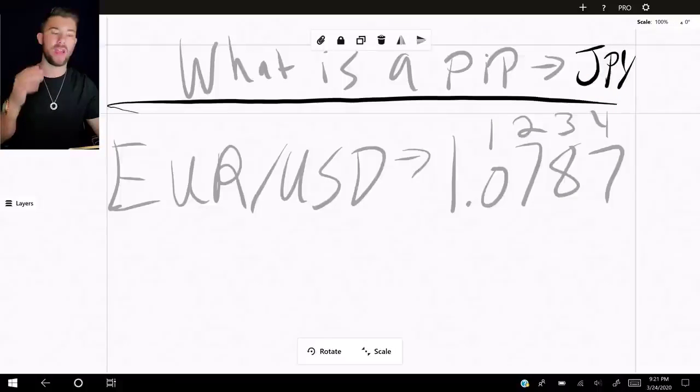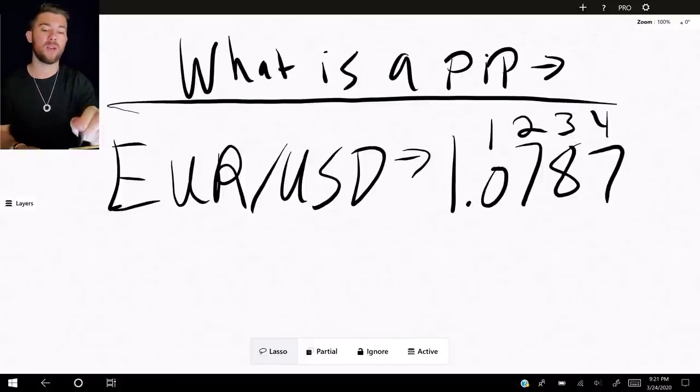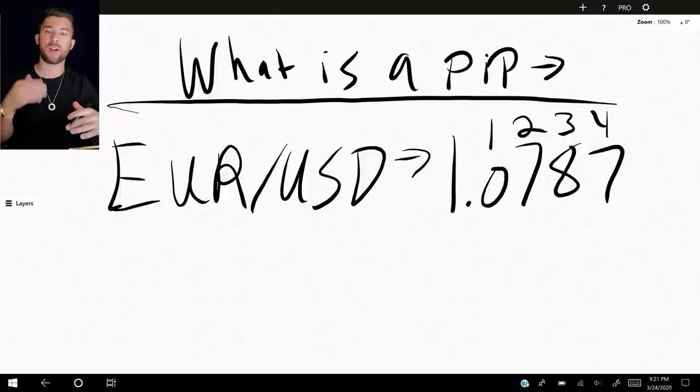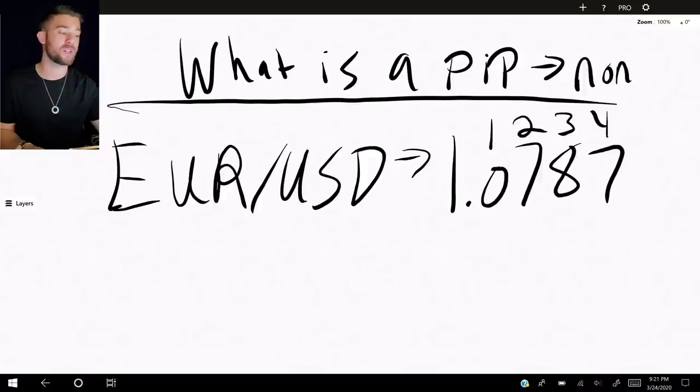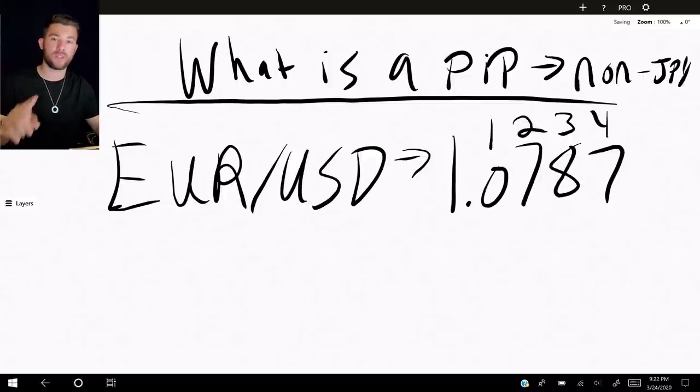This is a pip on every currency pair except yen pairs, which we're going to discuss in just a second. But for every other currency, this is what you're going to use. So this is what is a pip, non-JPY. For every currency pair that doesn't have JPY in it, the 4th decimal place is what is known as 1 pip.